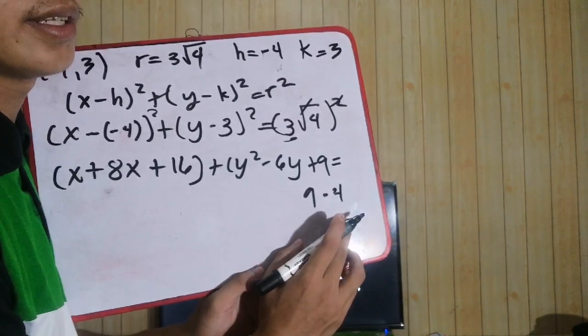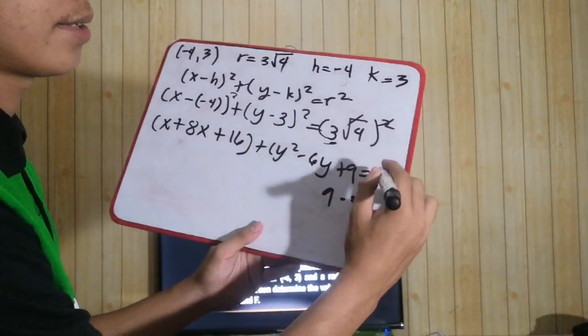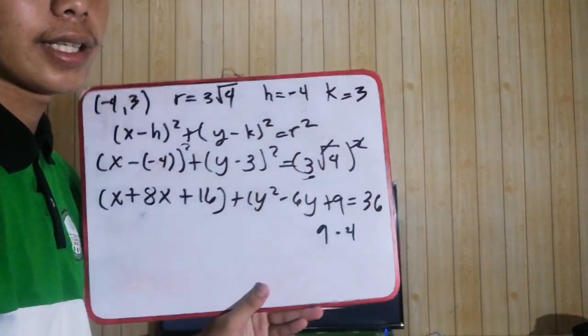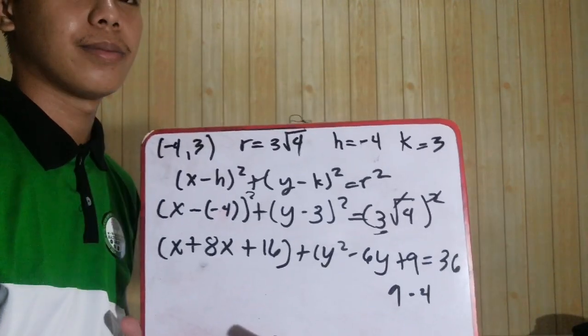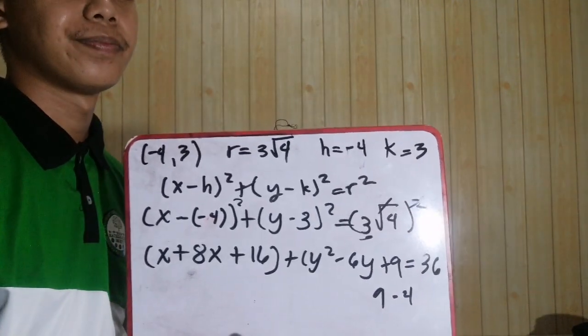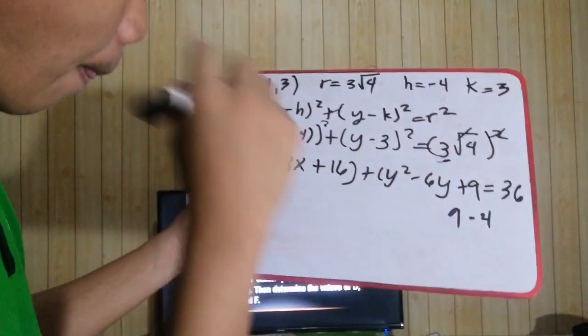9 times 2, 18, 27, 36, right? 9 times 4, 36. Is it right? Let's make sure. Okay, good, 36.